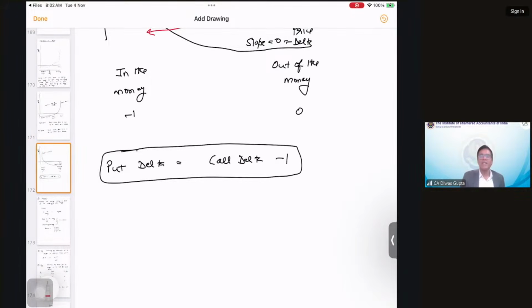And put delta is equal to call delta minus 1, students. So this is also a relationship that needs to be remembered in case we want to move from put delta to call delta or call delta to put delta. This can be used.